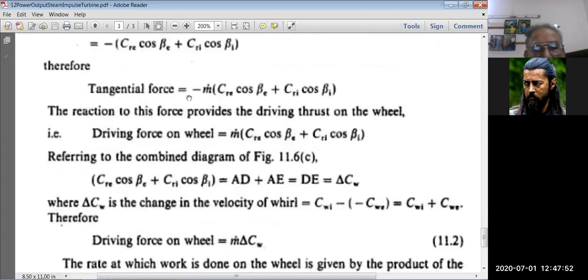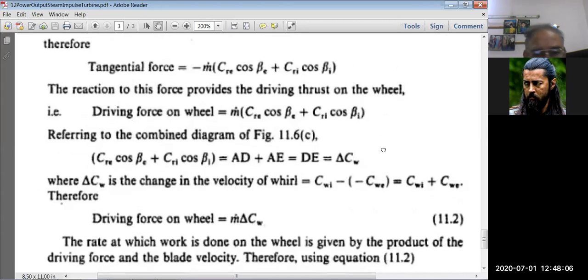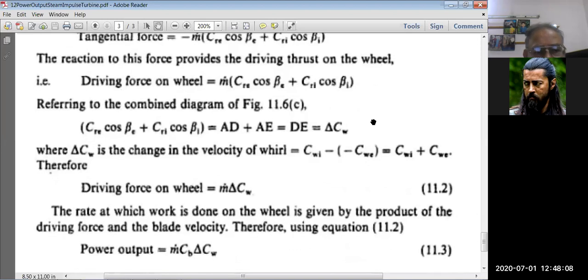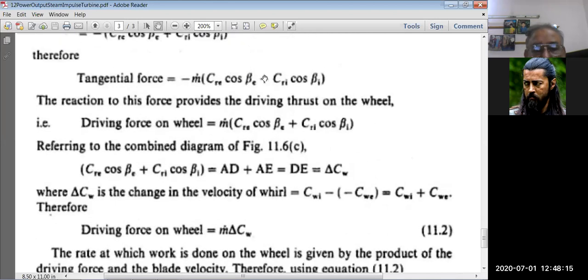Therefore, tangential force is equal to m dot multiplied by the change of velocity in the tangential direction, so minus m dot times CRE cos beta E plus CRI cos beta I. The reaction to this force provides the driving thrust on the wheel. So this is actually the force exerted on the air. Not, sorry, we are not talking about an air turbine or gas turbine. We are talking about a steam turbine. I also sometimes forget. Remember, don't say air, this is steam.